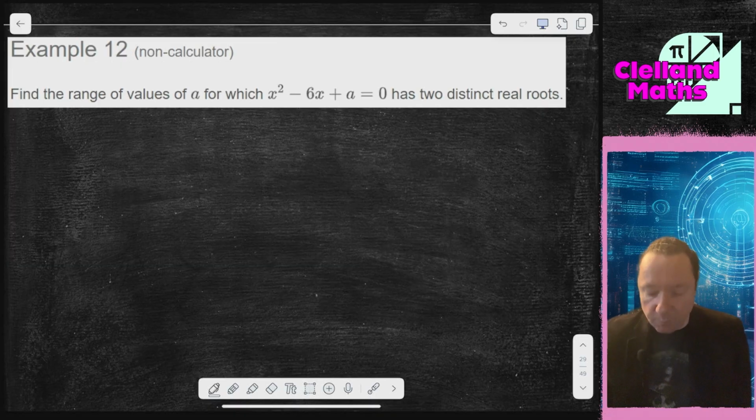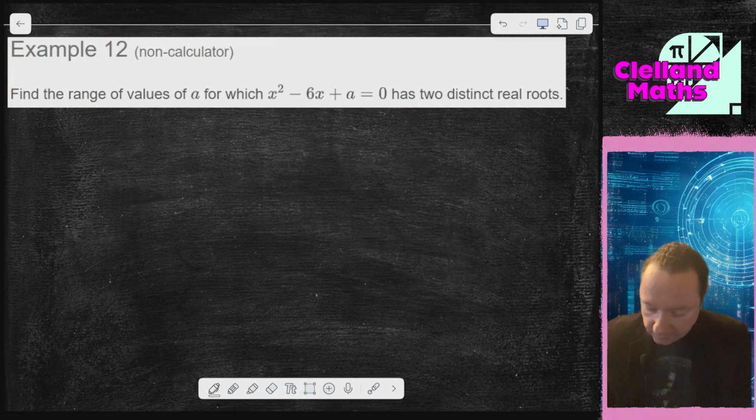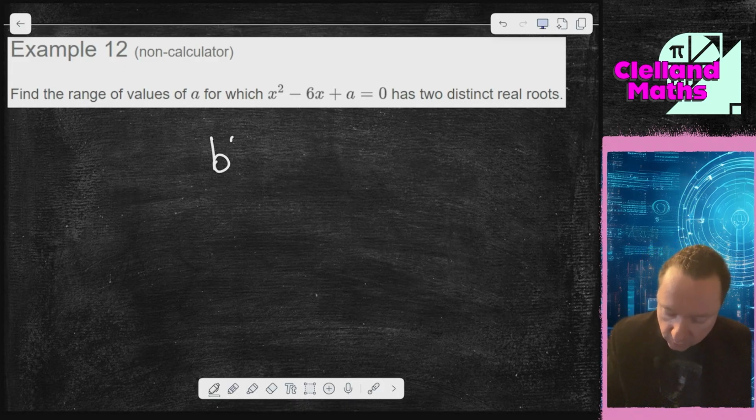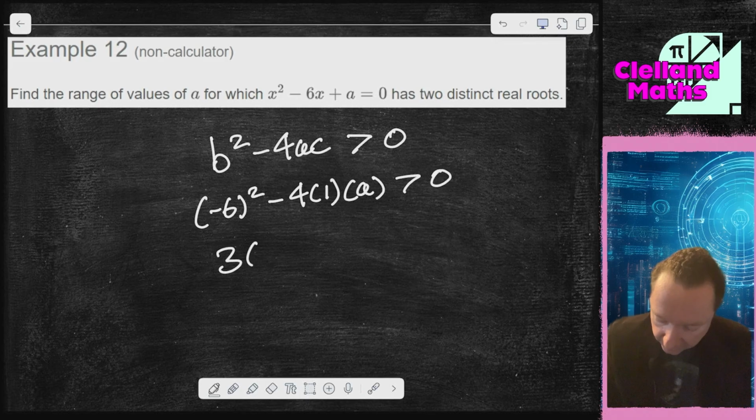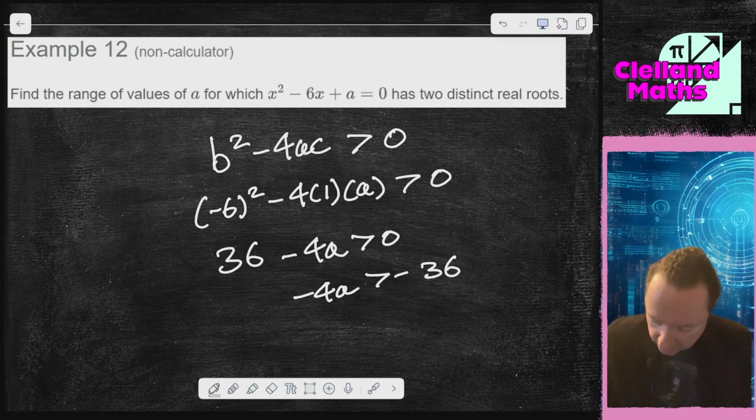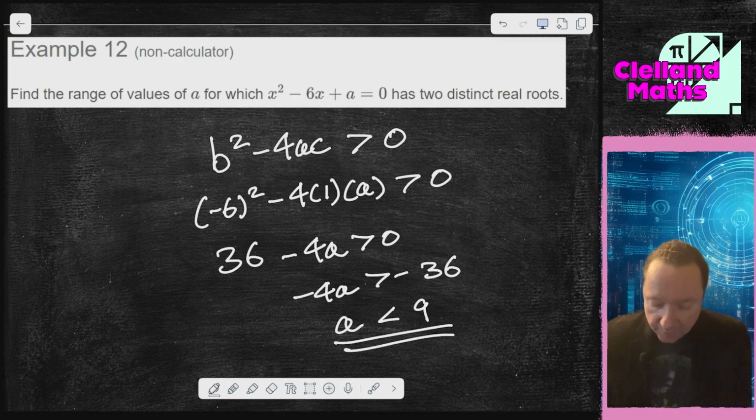And we're done there. Example 12. Find the range of values of a so that it has two distinct real roots. If it's got two distinct real roots, the discriminant is greater than 0. So minus 6 squared minus 4 times 1, and a is hanging on the end, so that's our c. 36 minus 4a. So minus 4a is greater than minus 36. A is less than 9 because it's a flipper because it's divided by a minus, and I'm done there.